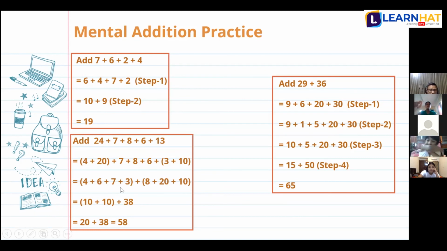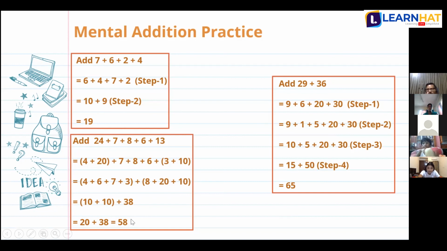You all know that. Then we need to find the numbers which get added to 10. So 4 we can put as it is, then 6 can be added here, 7 is here, then we can take 3 from here. So 6 plus 4 is 10, 7 plus 3 is 10. The rest, 8 put as it is, then 20 as it is, 10 as it is. So 10 plus 10, 20, then 38. 20 plus 10 plus 8 is 38. So 20 plus 38 is 58. If you still feel unsure, split 38 as 30 plus 8. So 20 plus 30 is 50. 50 plus 8 is equal to 58.